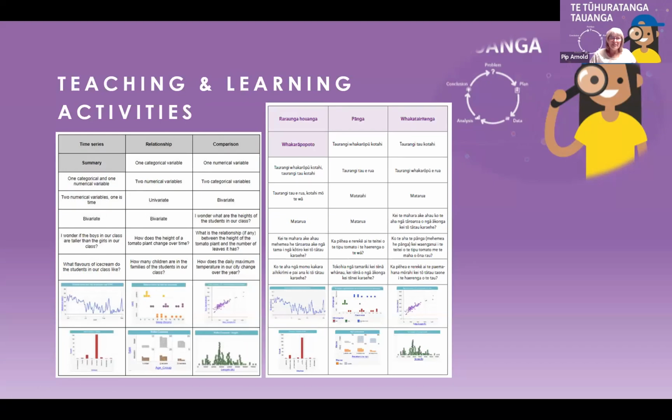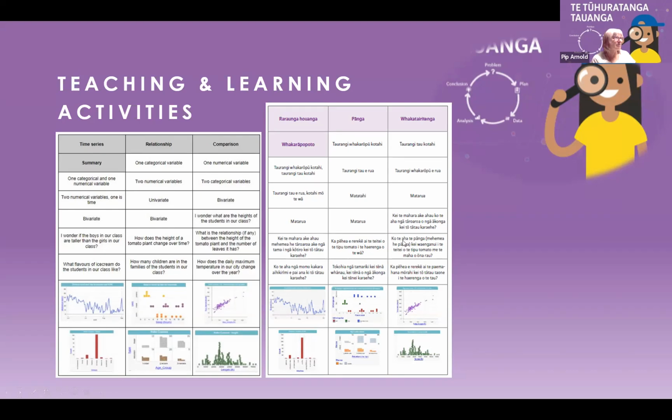Teaching and learning activities. The last part of every chapter has some teaching and learning activities. This is an example that I did for getting to understand the different situations we have, the different types of variables, whether they're univariate or bivariate and so on. When I dropped this in, this is the English version from my draft, and this is the current pretty colour version from the book. It's been through the instructional designer now.